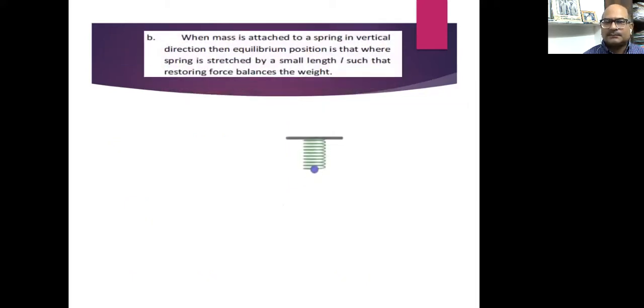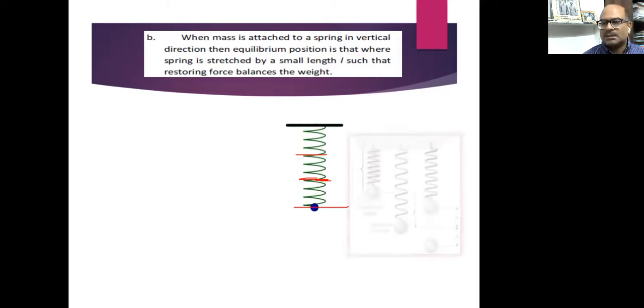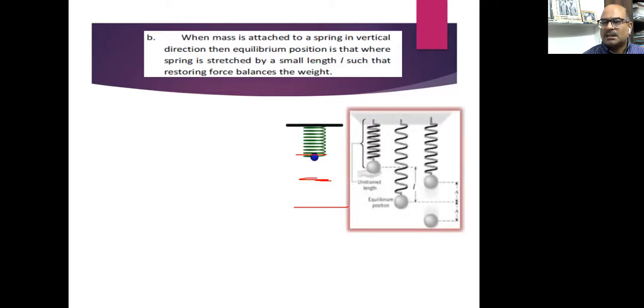Now in the second case, a vertical spring is attached to a rigid support, the mass is attached here, and this type of oscillation is going on. Suppose you see the extreme here, and the extreme here. In between, this is the mean position. Around this mean position, this object is taking oscillations. So you can understand this.